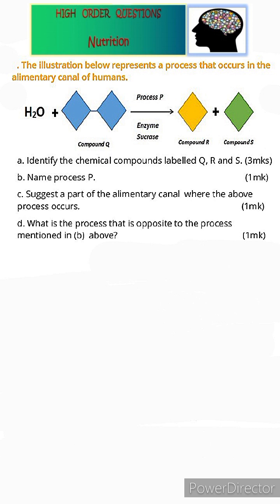Now, sucrose is a disaccharide and it's made up of 2 different types of monosaccharides, glucose and fructose. And there we have it. So we've managed to identify what compound R and S are. So either one of these is glucose and the other is fructose.